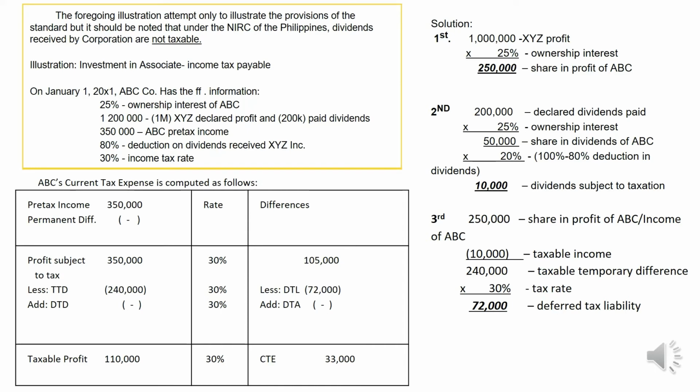Third, i-compute ang deferred tax liability. Share in profit equal to 250,000 minus taxable income 10,000 equals 240,000 taxable temporary differences. Times natin sa 30% tax rate equals 72,000 deferred tax liability. ABC current tax expense is computed as follows.